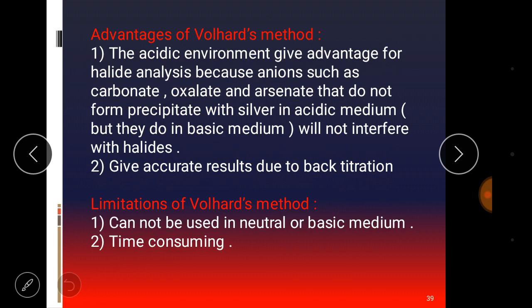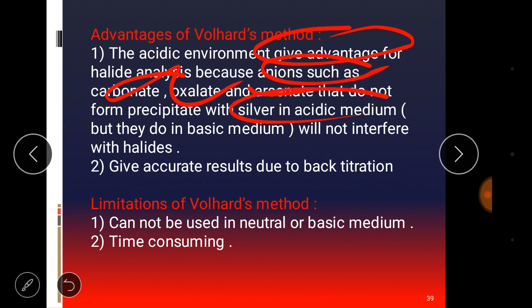Next one, advantages of the Volhard method. The acidic environment gives an advantage for halide analysis because anions such as carbonate, oxalate and arsenate do not form precipitate with silver in acidic medium, but they do in basic medium. That's why in the Volhard method acidic medium is used, so it is well suited for these ions. It also gives accurate results due to the back titration, an indirect method, which we are using in the Volhard method.